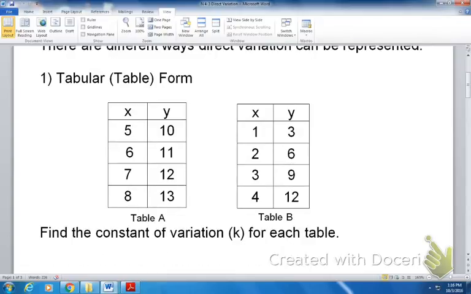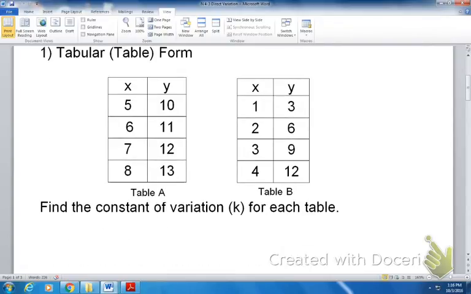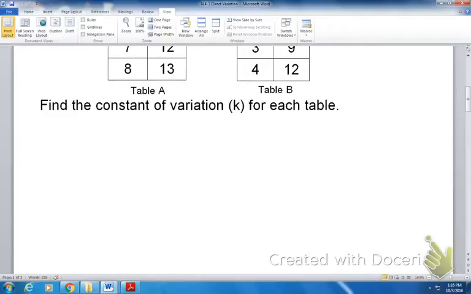So let's look at tabular form. Now we've already been kind of doing these in a different way. We've got two tables here, table A and table B. We're going to find the constant of variation, or the k, for both tables. When you do this, guys, we're basing this out of y equals kx.